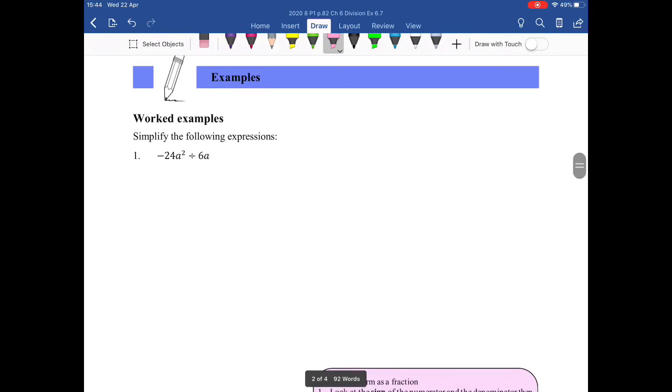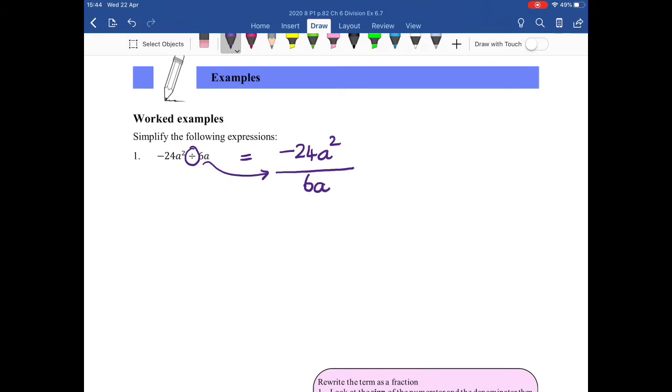Okay, so let's do the worked examples. So remember, the first step is to write in fraction form. So I'm going to say that equals minus 24a squared divided by, is this line here, 6a. Right, again we're going to do signs, numbers, letters. A negative divided by a positive is going to give me a negative. Done with the signs. Now I'm going to do the numbers. 6 goes into 6 once. 6 goes into 24 4 times. So now I've got 4 at the top.